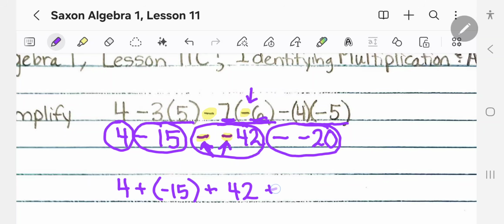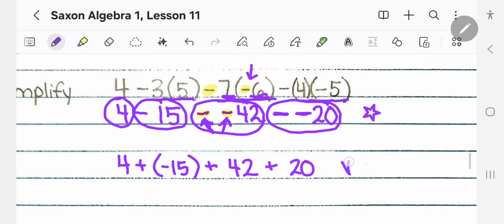And then I'm going to insert a plus sign. And again, I have the opposite of negative 20, which would be a positive 20. Okay? So if you need this step where you circle them, by all means do that. And then take a second to simplify it. Okay, now I would like to combine all my positives. 4 and 42 would be 46. And then you add 20 to that, and that'd be 66.